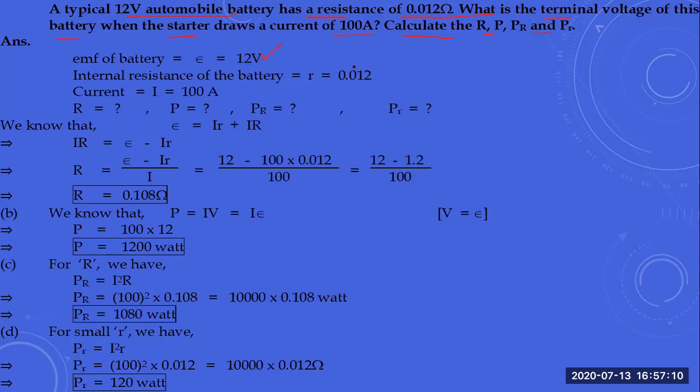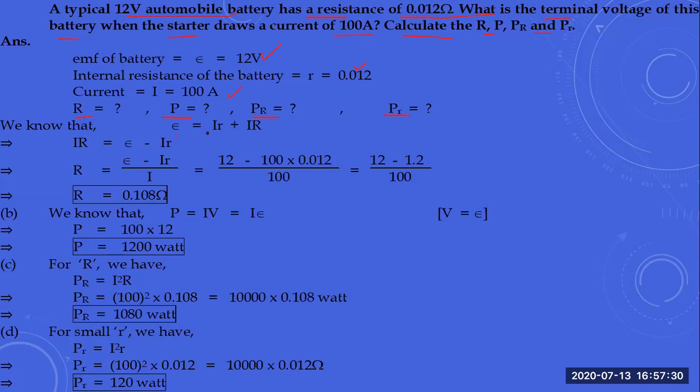Internal resistance of the battery, that is small r, is 0.012. The current of the battery is 100 ampere. You are asked to calculate R, P, power, and P_r, that is the internal resistance and the power of the battery due to this internal resistance.